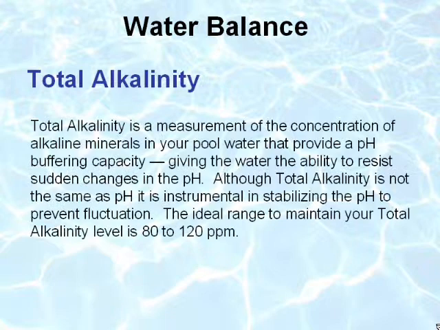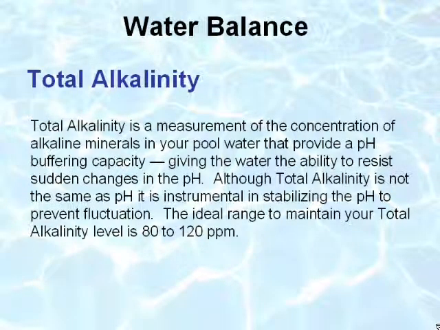Total alkalinity is a measurement of the concentration of alkaline minerals in your pool water that provide a pH buffering capacity, giving the water the ability to resist sudden changes in the pH. Although total alkalinity is not the same as pH, it is instrumental in stabilizing the pH to prevent fluctuation. The ideal range to maintain your total alkalinity level is 80 to 120 parts per million.